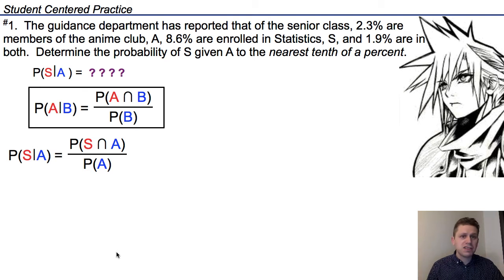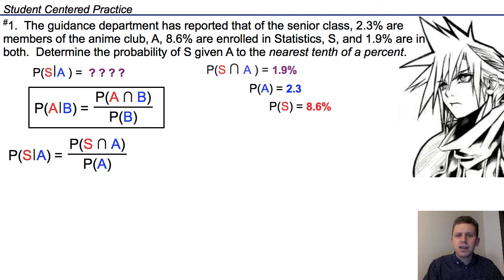Now I go through the formula, see what they gave us. Well, the first thing they said here is that 2.3% of the students are in the anime club. So I can write the probability of A is 2.3%. They said 8.6% are enrolled in statistics. So I can write the probability of S is 8.6. And then they said 1.9% are in both. Here I can write the probability of S and A equals 1.9%.